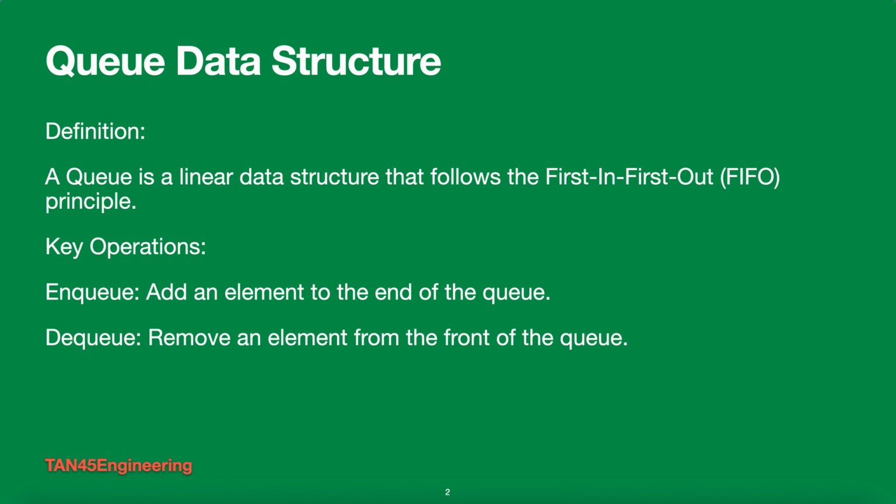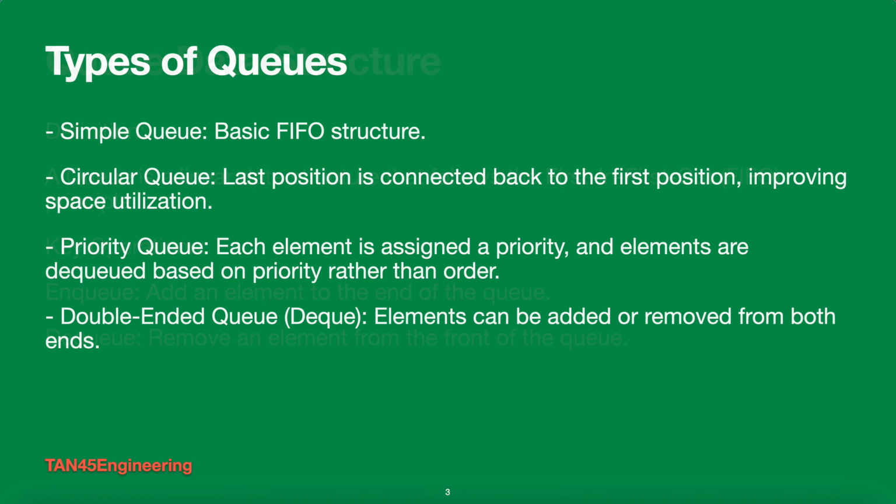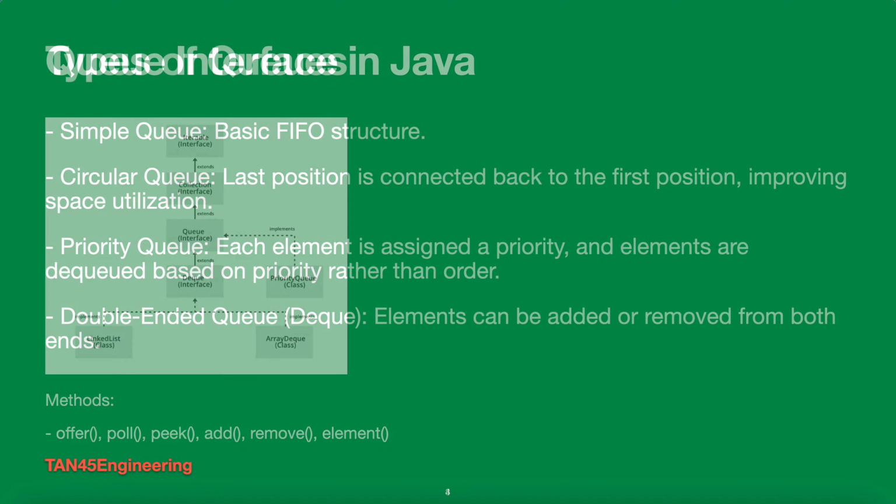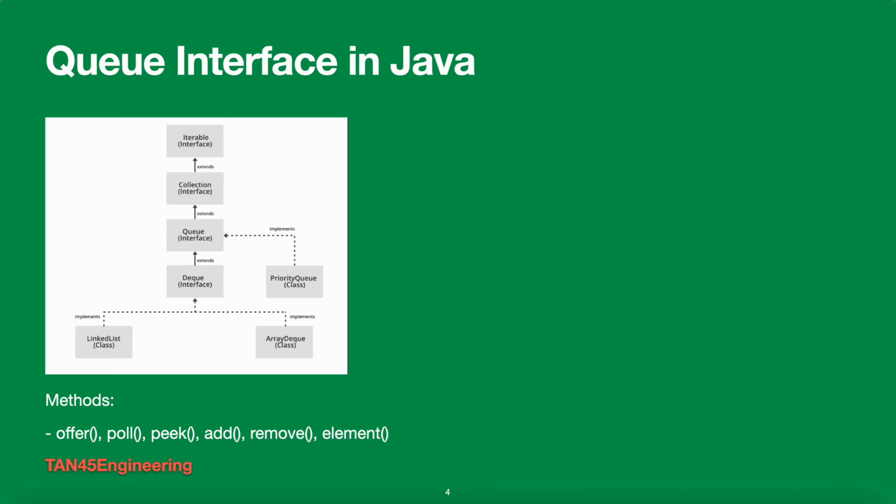So in the last part, we already covered what the queue data structure is. I'm not going to go through everything again. Please visit part 1. We also mentioned the types of queues: simple queue, circular queue, priority queue, and double-ended queue. Also, where does the queue interface lie in Java? So we can see the queue interface is here, that extends Collection, that extends Iterable. It is implemented by PriorityQueue, and through Deque it is implemented by the ArrayDeque and LinkedList classes.